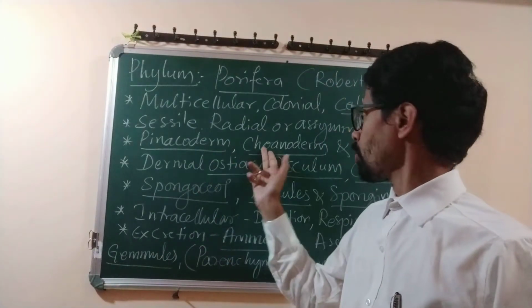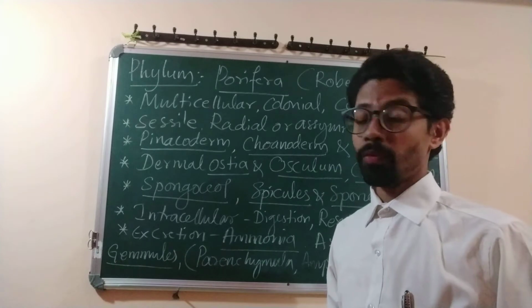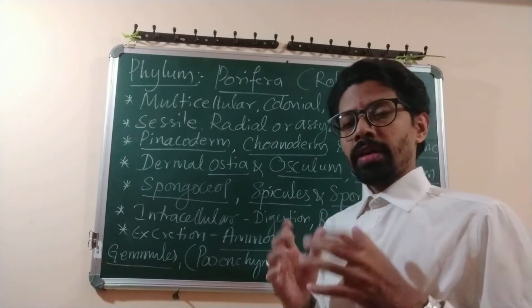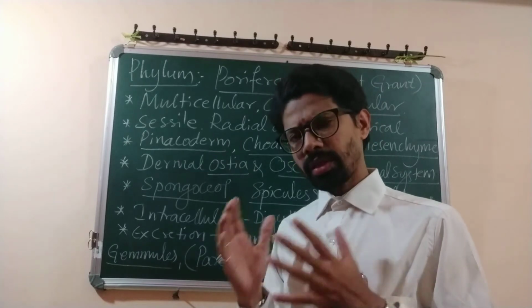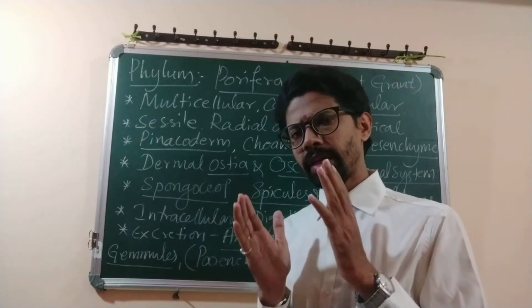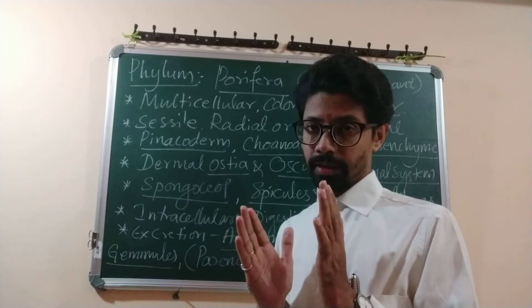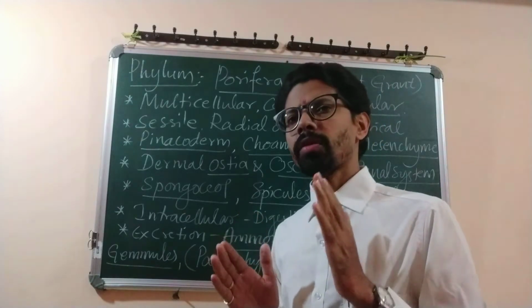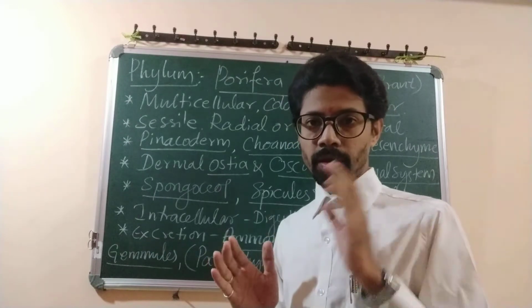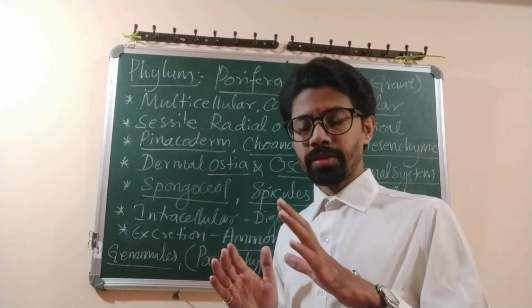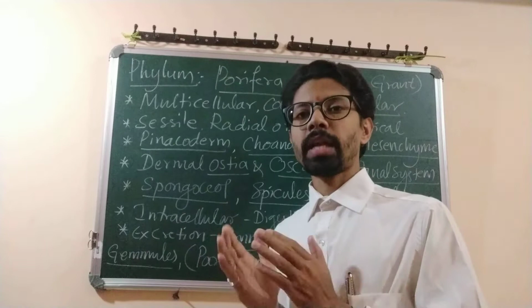Now coming to the next word. That is pinacoderm, choanoderm and mesoderm. These are three. Now, as I said, they are having cellular grade of organization. The cells are present outside the body and inside the body in layers, I said, right? The outer layer of cells is called as pinacoderm and the cells are called as pinacocytes. The pinacocytes are the cells and they form the layer which is called as pinacoderm.